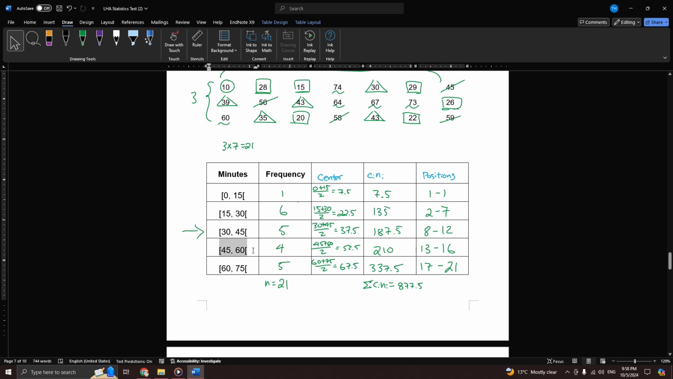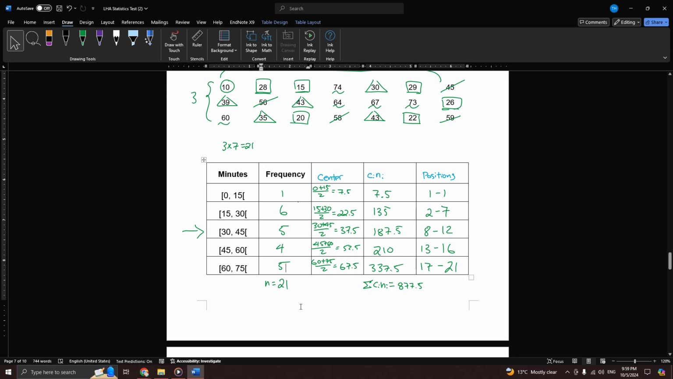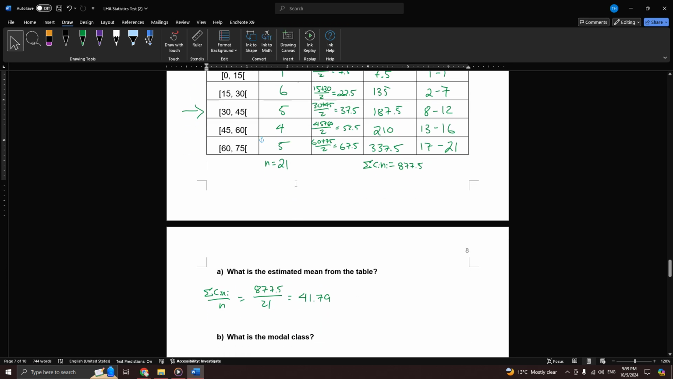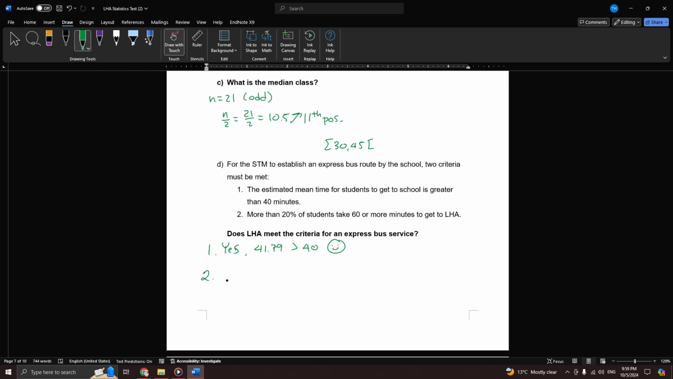These are 45 to 60 minutes, not including 60. Okay? These are still below 60. This group, however, people between 60 to 75 minutes, that's above 60 minutes. There's 5 students. So we've got 5 students out of 21 who are taking longer than 60 minutes. So 5 over 21 times 100.